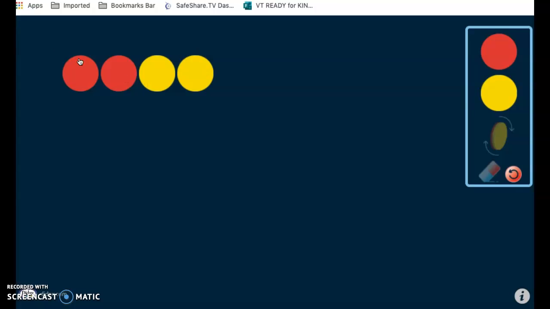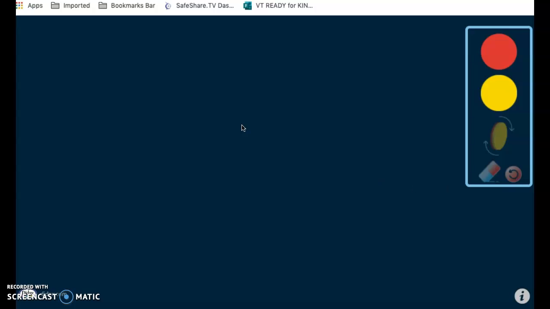So we're going to start. The first thing that it asks us to do is to count out 5 counters. So we started by 1, 2, 3, 4, 5 and making a row of 5 counters. Okay. Then the next one is the worksheet that I gave you in Seesaw.